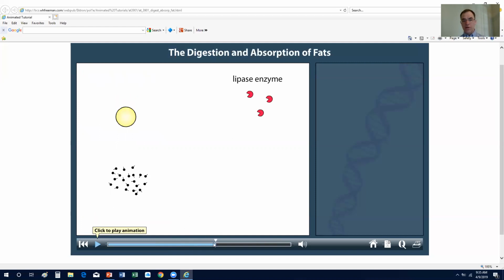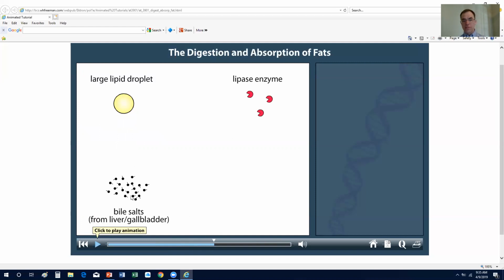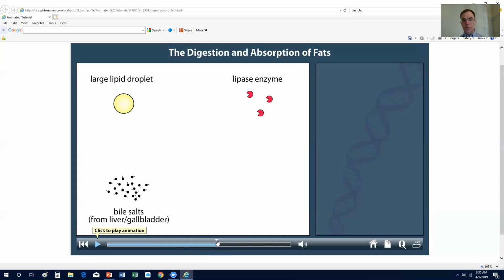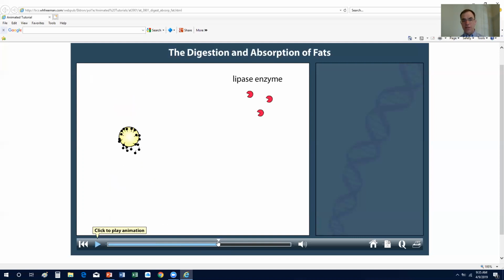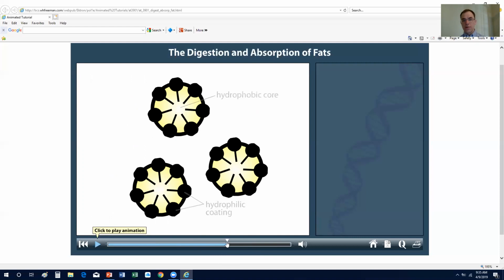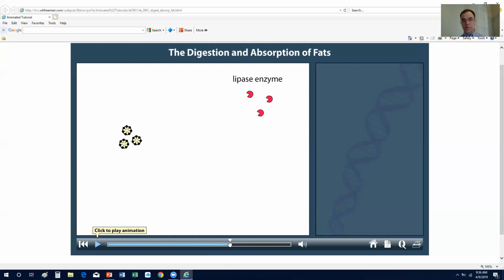And here's our bile, the bile that's made in the liver and stored in the gallbladder. You can see in this video what happens as the bile is forming. It goes from a large droplet with not a lot of surface area into smaller droplets with much more surface area. That allows the pancreatic lipase enzymes to come in and break apart the triglycerides that are stored inside of the micelle.